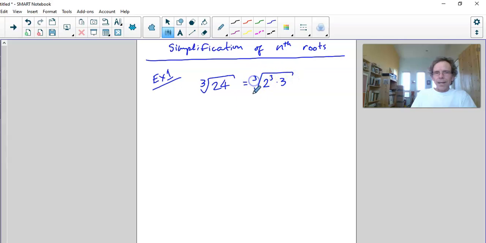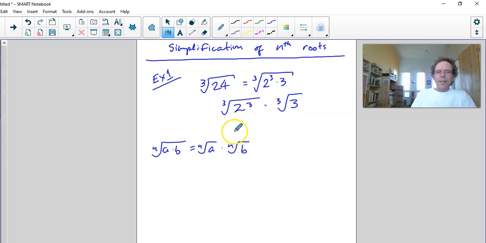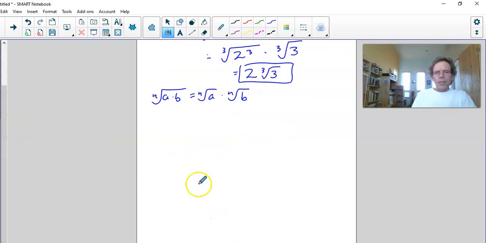like that. And then we know that the nth root of A times B is the nth root of A times the nth root of B. So I can break this down into the cube root of 2 cubed times the cube root of 3. And so what do we get? The cube root of 2 cubed is just 2 times the cube root of 3. And that's the answer.